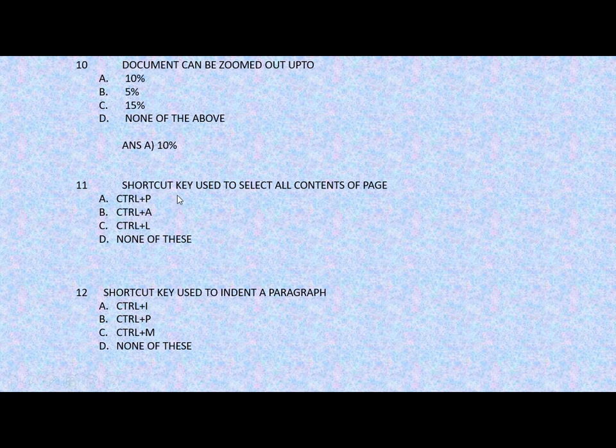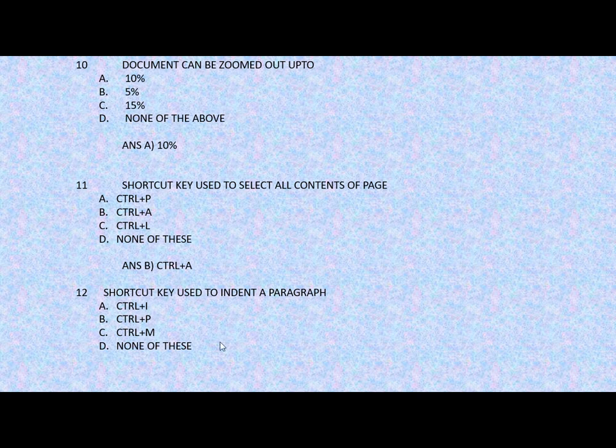Next question is, shortcut key used to select all contents of page. In a page, which key can be used to select all the contents? The shortcut keys given are Ctrl plus P, Ctrl plus A, Ctrl plus L, none of these. The correct answer is Ctrl plus A.